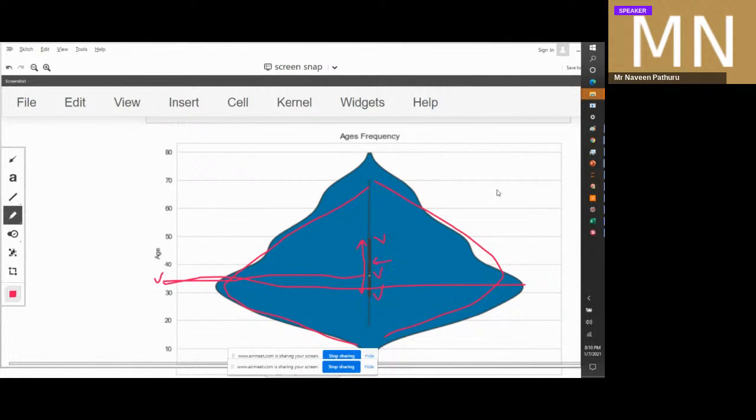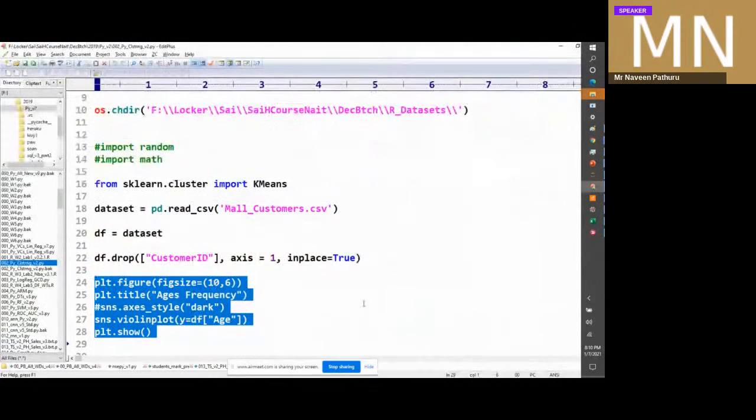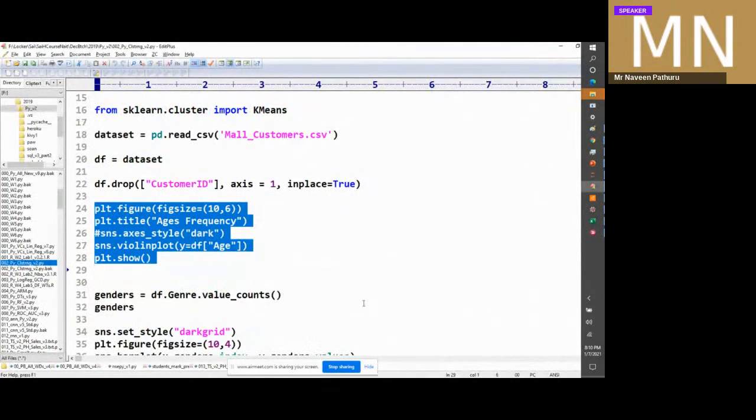This is called a violin plot because it has the look of a violin. You can generally understand it as a combination of the distribution and the box plot. Visualization is a separate topic I have not covered in detail, but I'm just giving you a feel of the kind of work that we will be doing, guys.